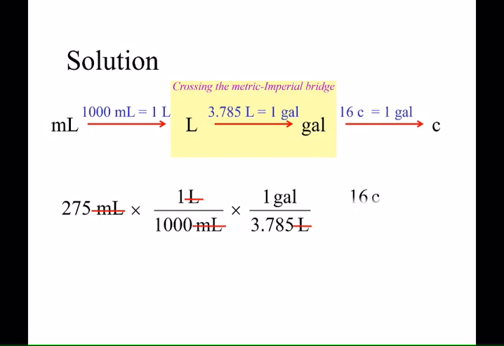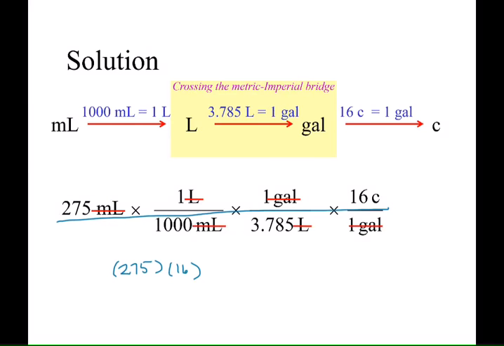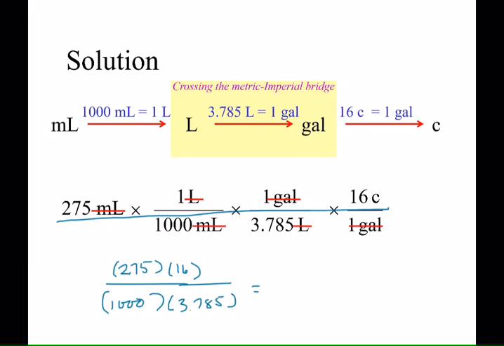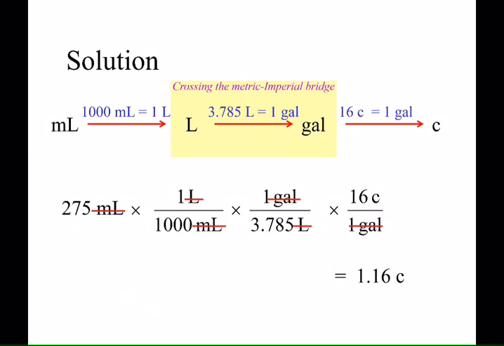Okay, I'm just rewriting this down. Before I show you the answer rounded to 3 sig figs, make sure we're all on the same page. Again, we think of it as one long divisor. On the top, I have 275 times 16, and on the bottom, I have 1,000 times 3.785. I'm going to round according to 3 sig figs. Of course, the units we said were cups. So is this what you get? This is what I get: 1.16 cups.